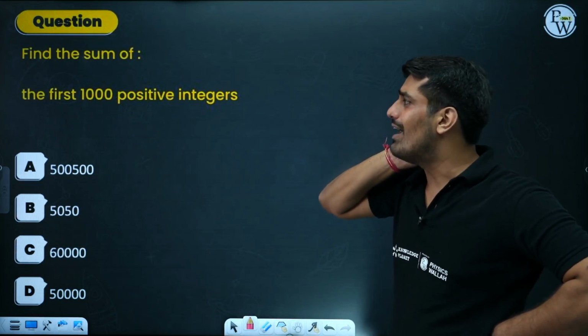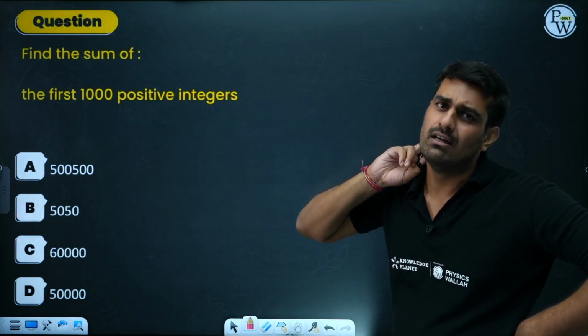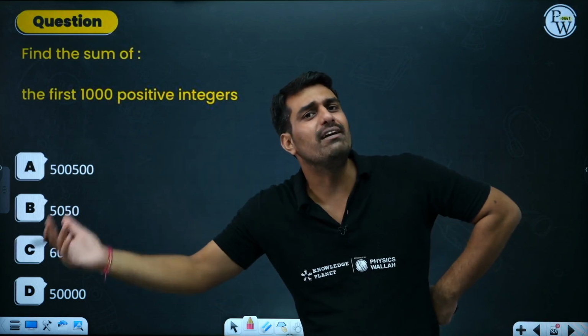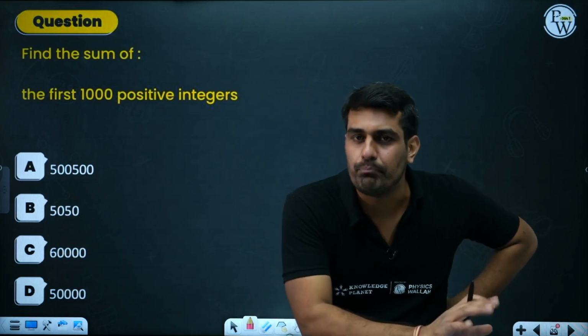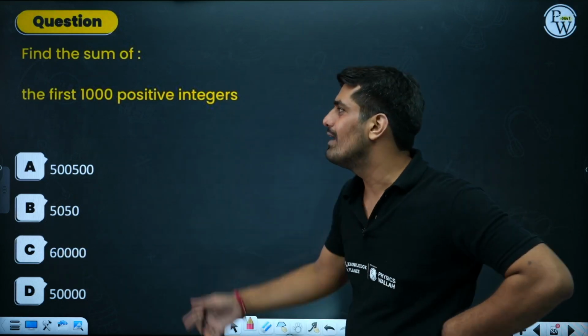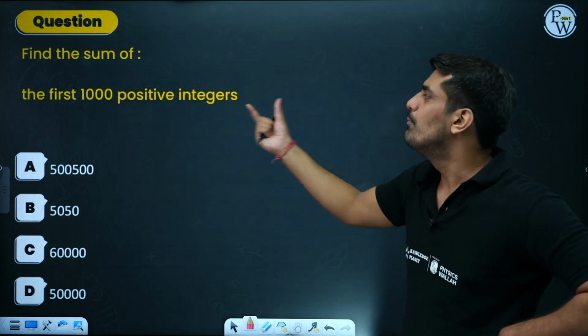It says: find the sum of the first 1000 positive integers. This question, compared to the previous question, is much easier. The only thing you have to focus upon is the first 1000 positive integers.